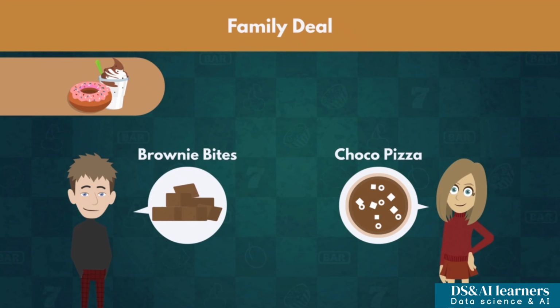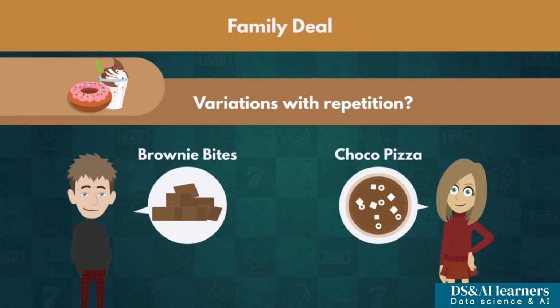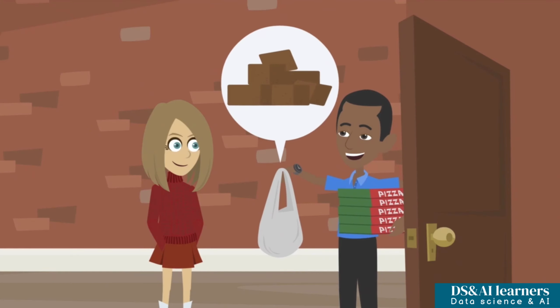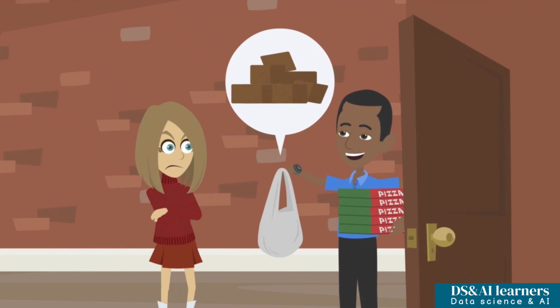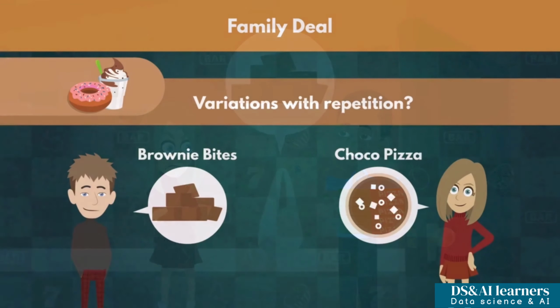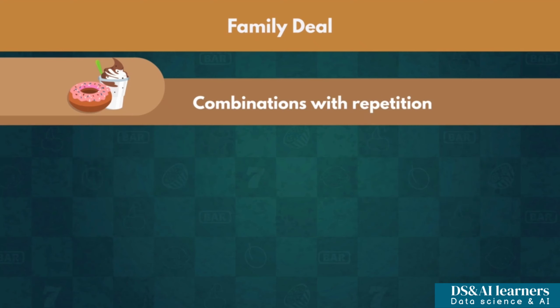Therefore, we must use variations with repetition here as well, right? Well, not really. Domino's doesn't need to know who the two desserts are for. They just put them in the bag and let you distribute them among yourselves. In such a case, you would order the Choco Pizza and the Brownie Bites, regardless of who prefers each dessert. Therefore, we're dealing with combinations with repetition instead of variations with repetition.